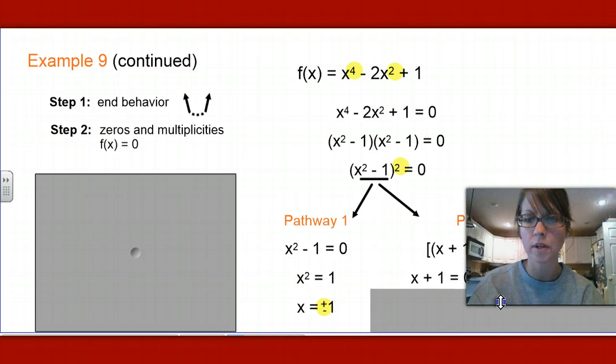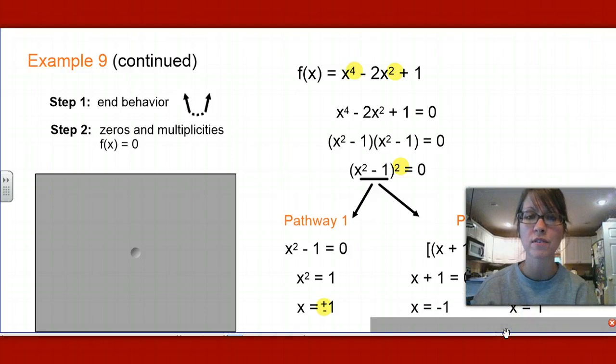And when we set each one equal to 0, we get x equals negative 1 and x equals positive 1. And we don't have to remember to put in the plus minus. So I don't care which path you choose. I personally think pathway 2 is the safer pathway. Pathway 1 will get you the answer if you do it properly.